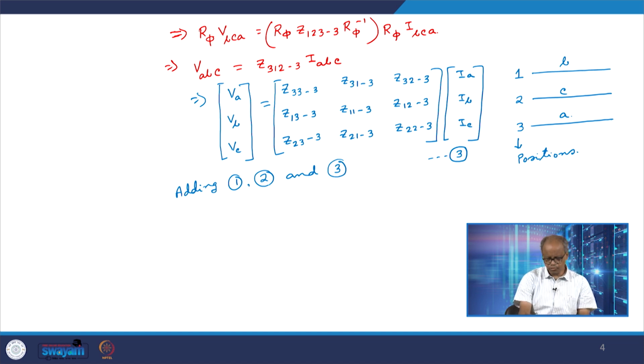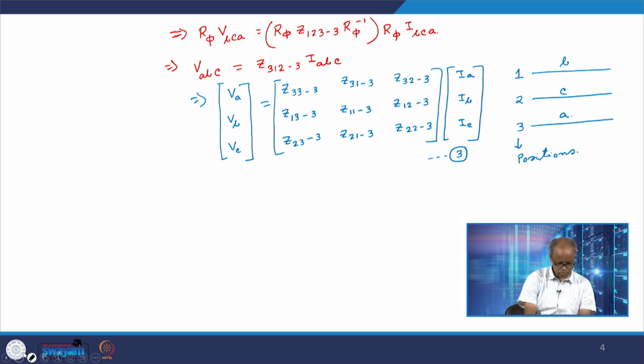Okay, before we add 1, 2, 3, let us first try to find out what is meant by Z11. What is meant by Z11? So first let us try to understand.